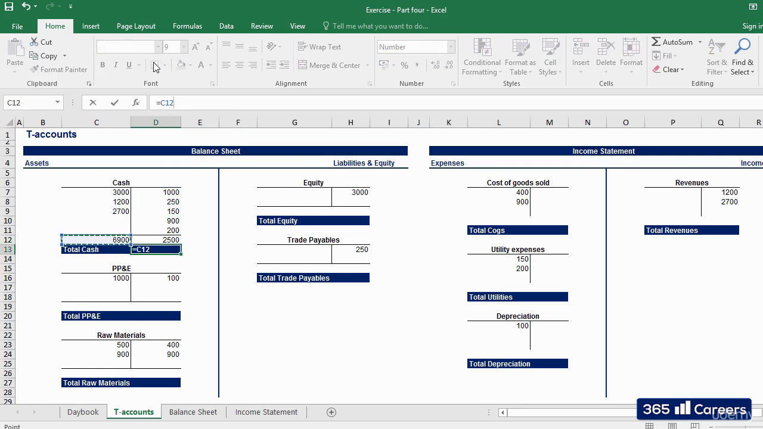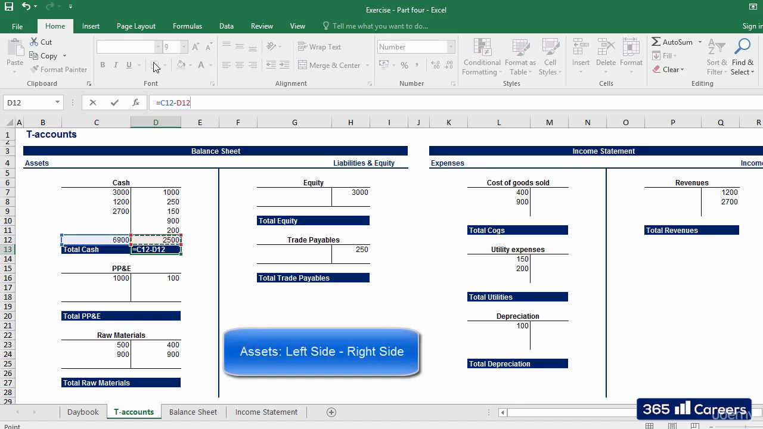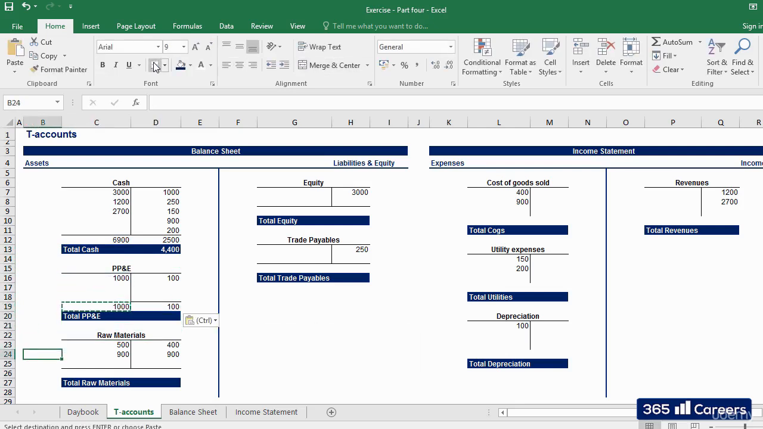The sum of the left side is 6,900, while the sum of the right side is 2,500. In order to obtain the final balance of the account, we need to take the difference between the two sides. The same goes for the two accounts below. The balance of the PP&E account is 900, while the one of the raw materials is equal to 100.